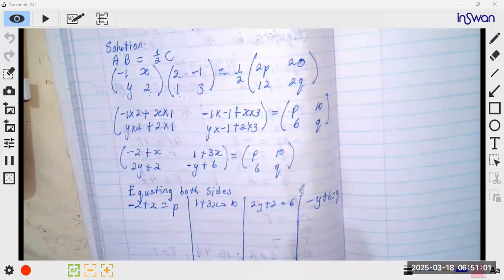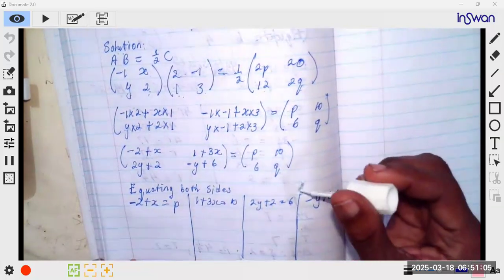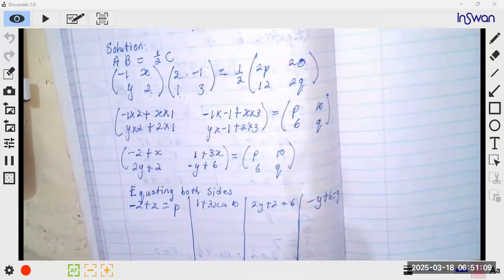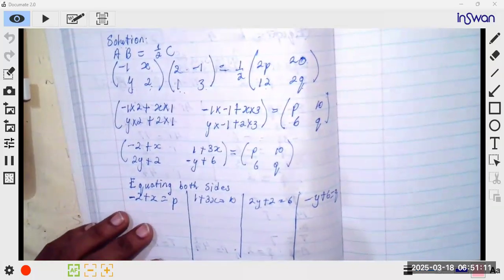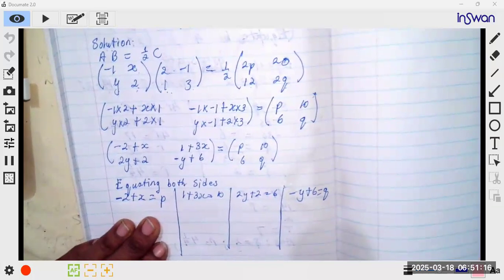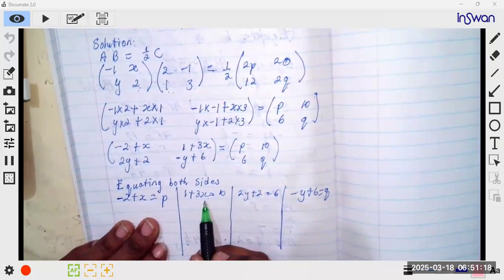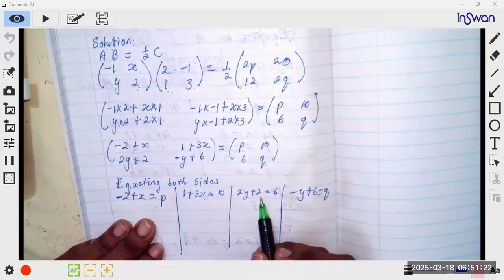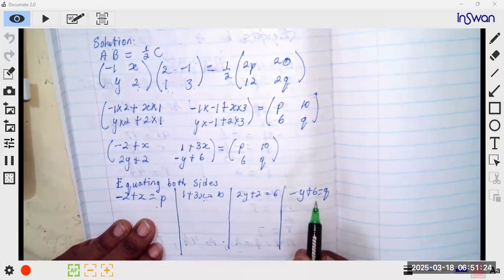That's going to be 1 plus 3x equals 10, and then 2y plus 2 equals negative 6. All right, those are the two. Very good. Those are exactly the two. So let's find x here, because when we find x, we'll be able to find p. And if you find y here, you'll find the value of q.